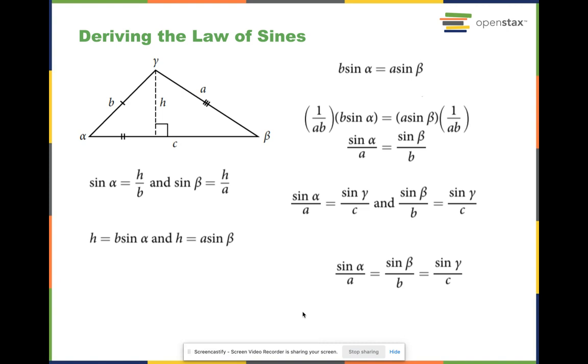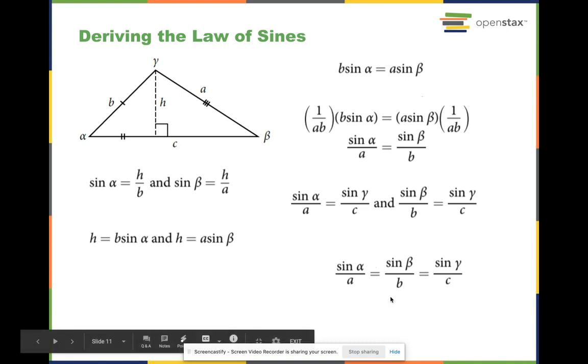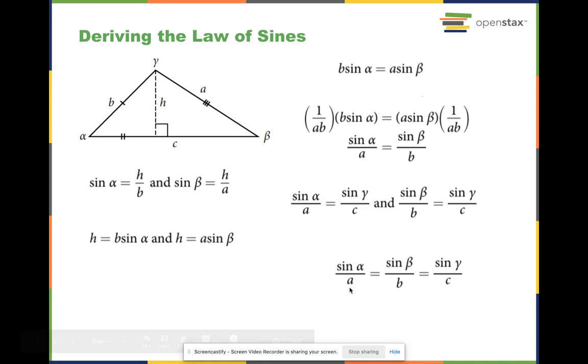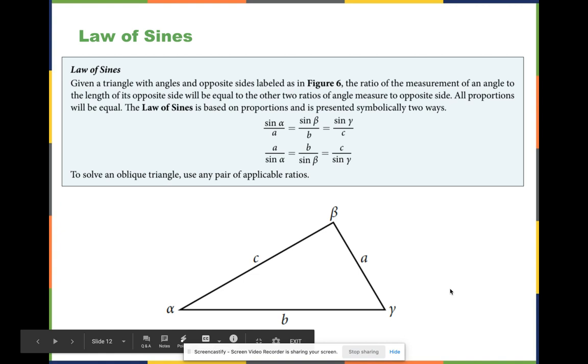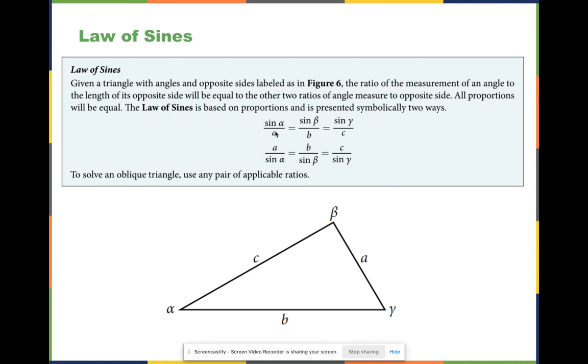It's pretty easy to remember. This ratio for every triangle is always the same. The sine of an angle divided by the length of the side across from it, that ratio is the same, which is pretty cool. So here's just a formal statement of it, pretty much the same thing. Sine of alpha over A equals sine of beta over B equals sine of gamma over C.